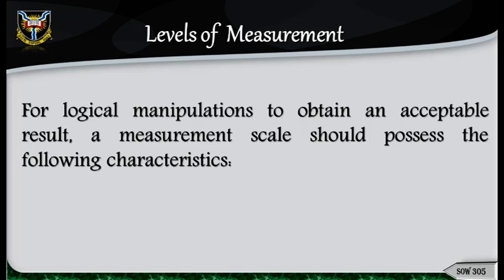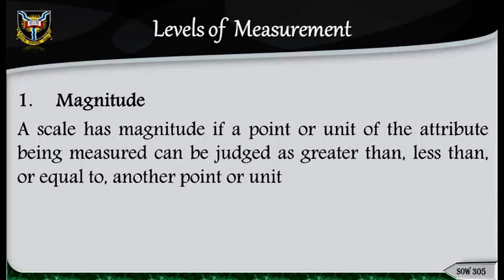For logical manipulations to obtain an acceptable result, a measurement scale should possess the following characteristics. 1. Magnitude. A scale has magnitude if a point or unit of the attribute being measured can be judged as greater than, less than, or equal to another point or unit. For example, if student A obtains a score of 35 on an aggressiveness scale and student B scores 55, then we can confirm that student B is more aggressive than student A.